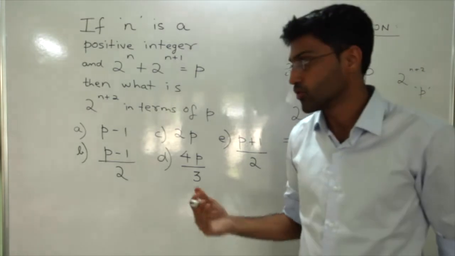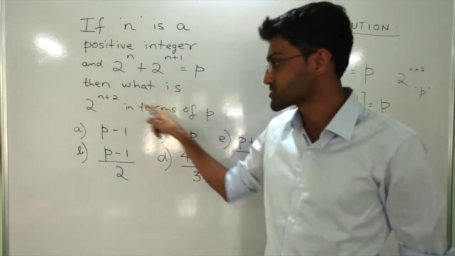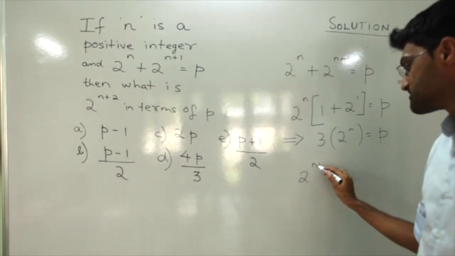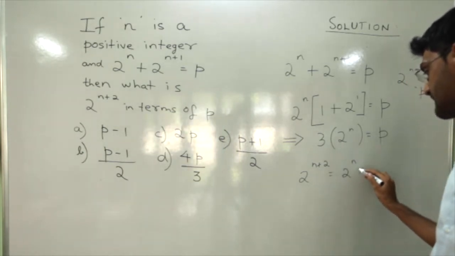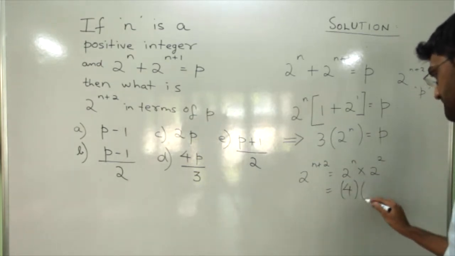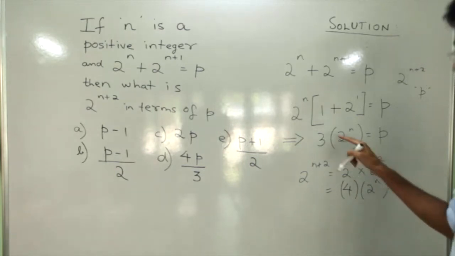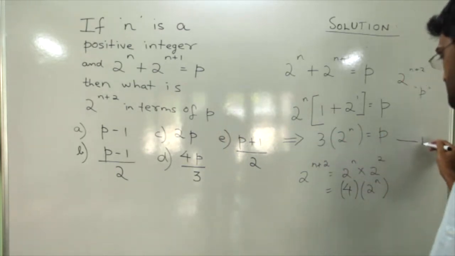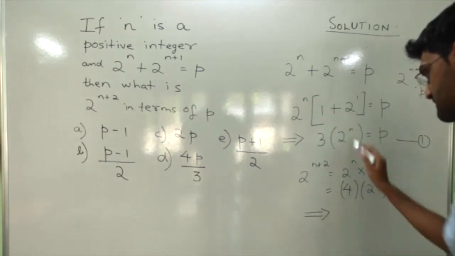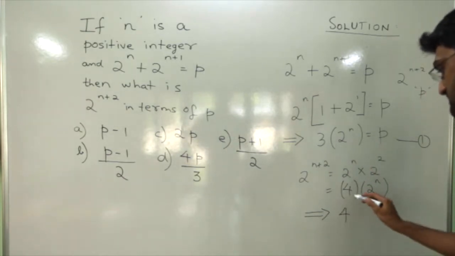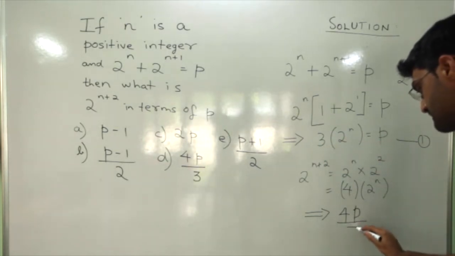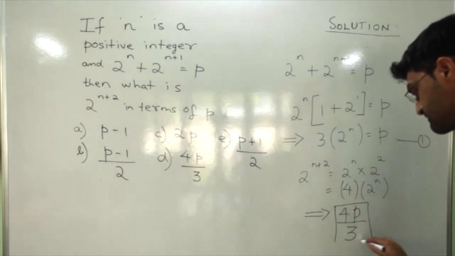Let's go back to the question though. The question asked is 2 raised to n plus 2 in terms of p. So going back to the same rule of exponents, 2 raised to n plus 2 is 2 raised to n times 2 raised to 2, which is 4 times 2 raised to n. But since we already know that 2 raised to n is p over 3 from the first statement, we substitute that as 4 times 2 raised to n, which is p over 3. And that's our solution to the answer for this question.